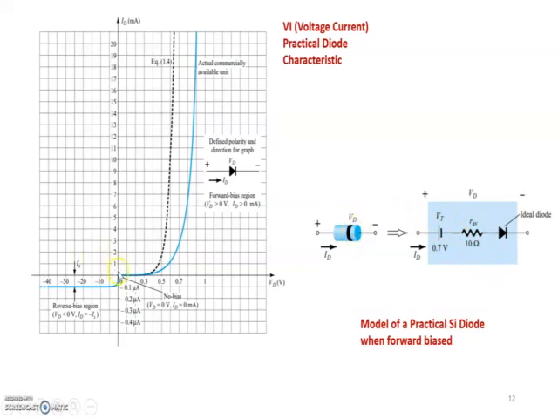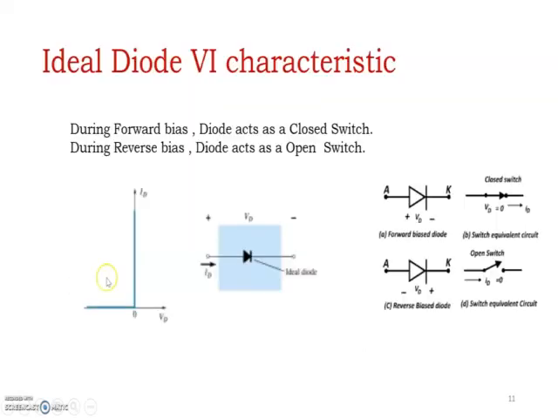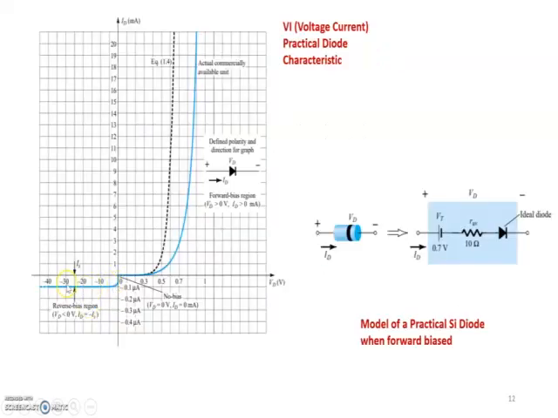Similarly, when reverse biased, what happens? Due to minority carriers, a very small current flows, and in the opposite direction. That is why we say I is negative. You can see minus 0.1 microampere, minus 0.2 microampere. The minus symbol indicates that it is flowing in the opposite direction, meaning minority current flows from N to P. And why is it constant? Because the minority carriers are constant, so this current is constant. Compare this characteristic: ideally the minority current is 0, practically it is very small.